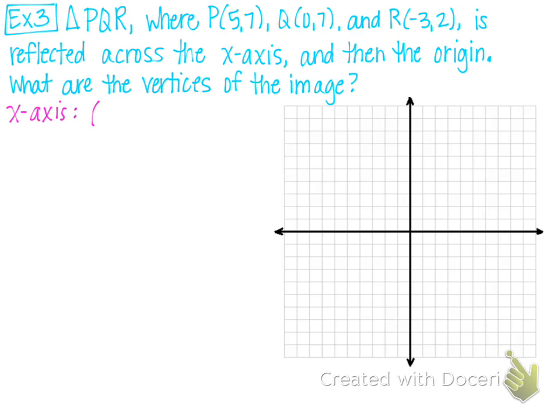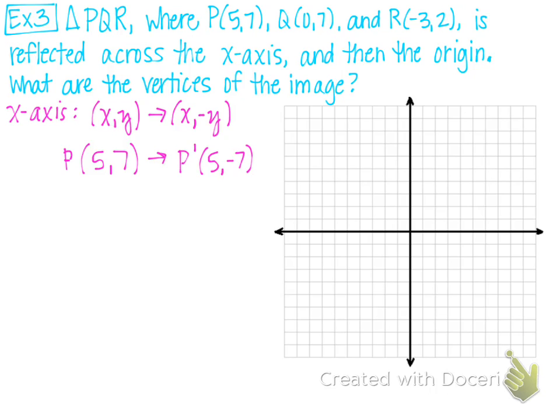So reflecting across the x-axis, we change the sign of the y. So we have x, comma, negative y. So let's go through our P, Q, and R, and let's change the sign of the y. So P is at 5, 7. So the new P is at 5, negative 7.